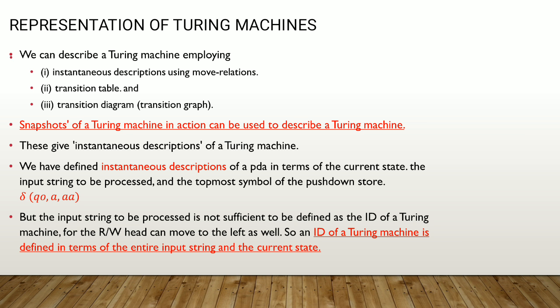So when we want to describe the PDA, there is one drawback: the input string to be processed is not sufficient to define the ID of Turing machine, as well as the direction of the head. So an ID of Turing machine is defined in terms of entire input string and the current state.